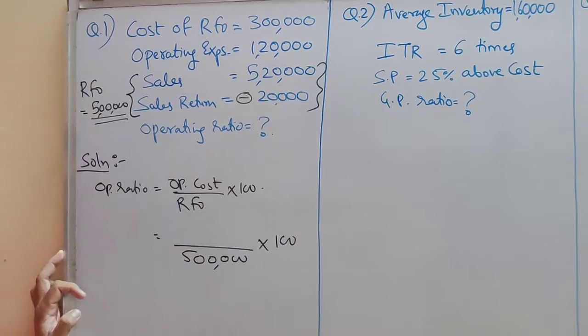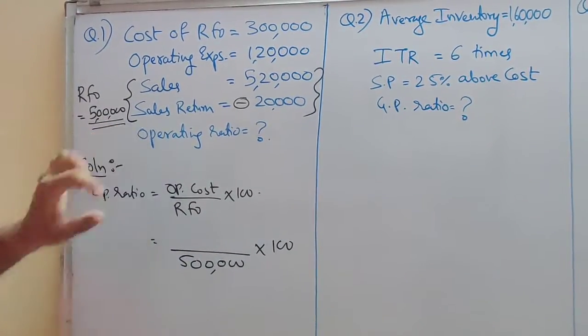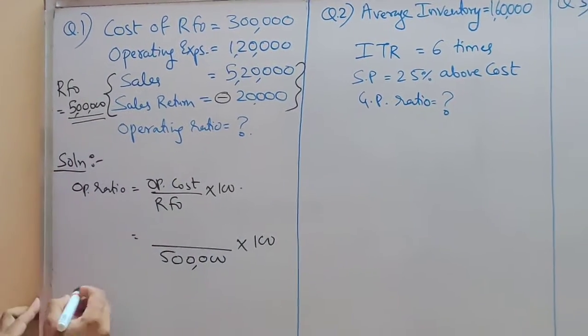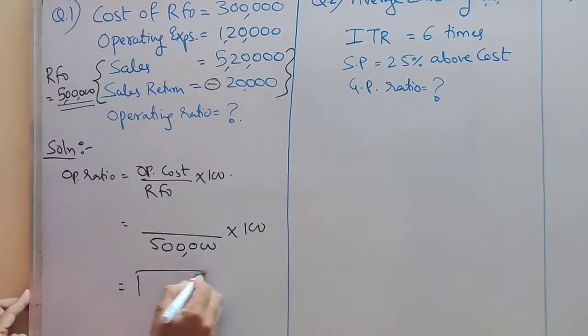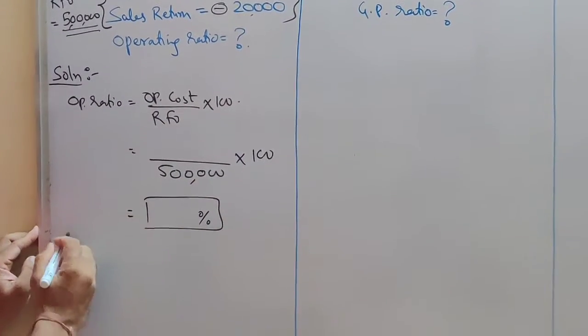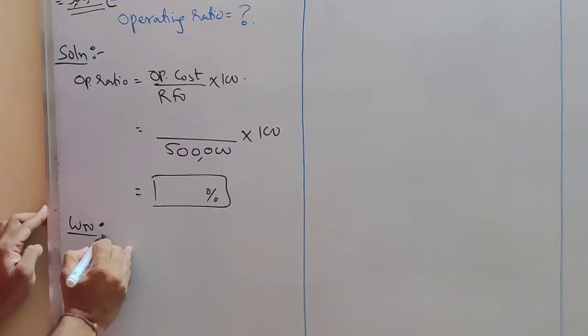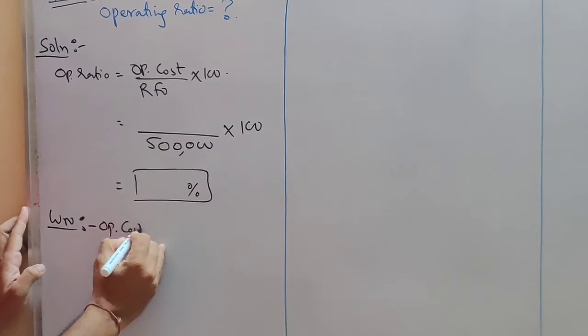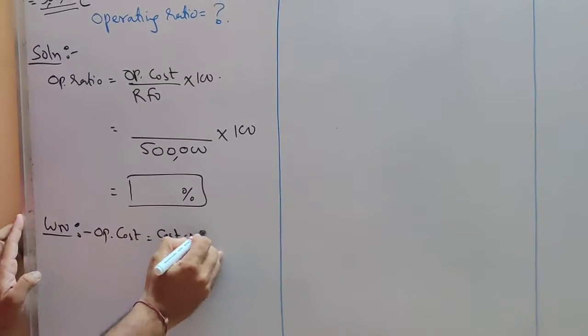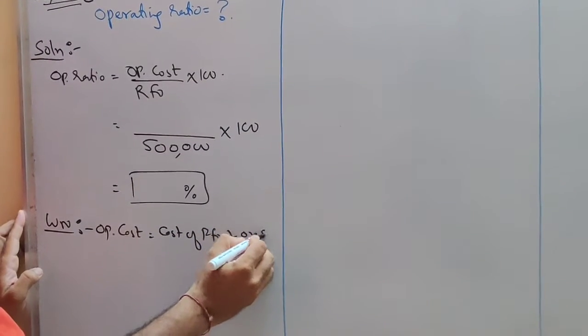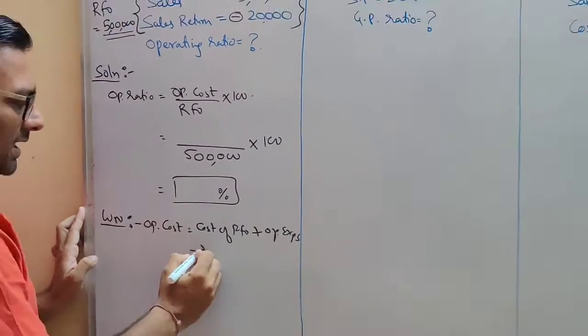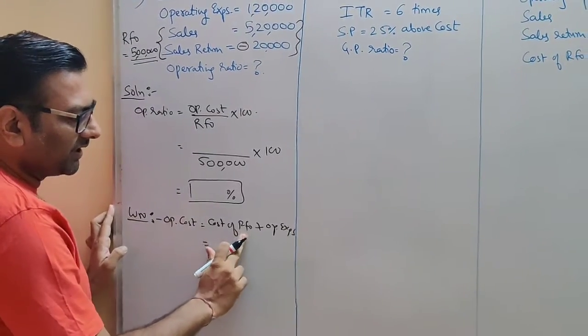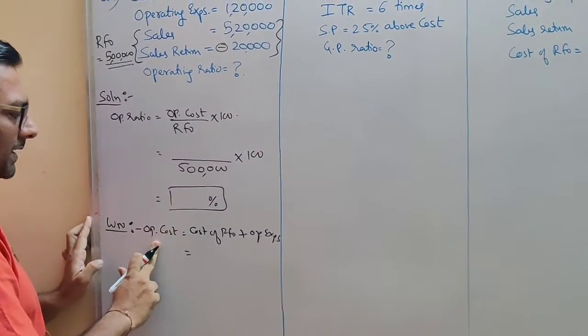So we are just going to do a working note for finding operating cost. So let's do the working note, students. This is your final answer in percentage. Now let's do the working note. You need to find operating cost. Now how to get operating cost, student? You will add cost of RFO plus your operating expenses. When you add these two, you get operating cost.